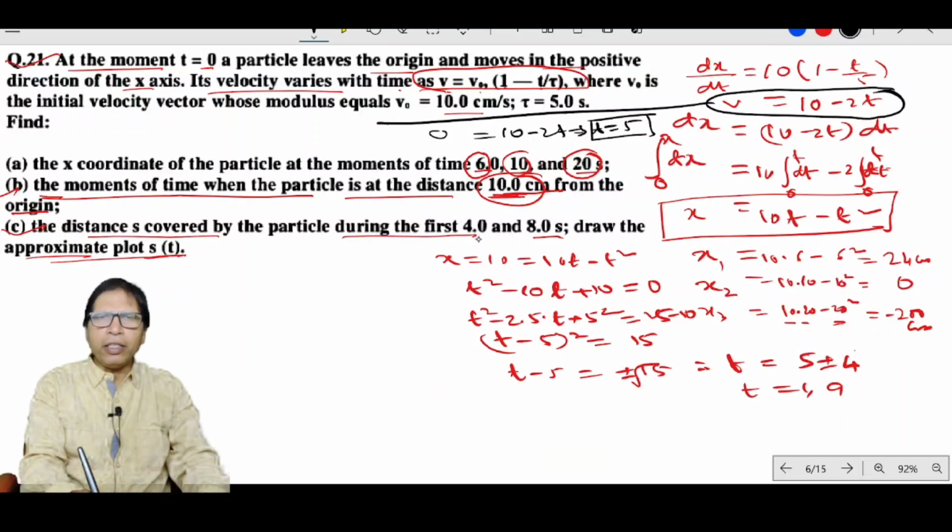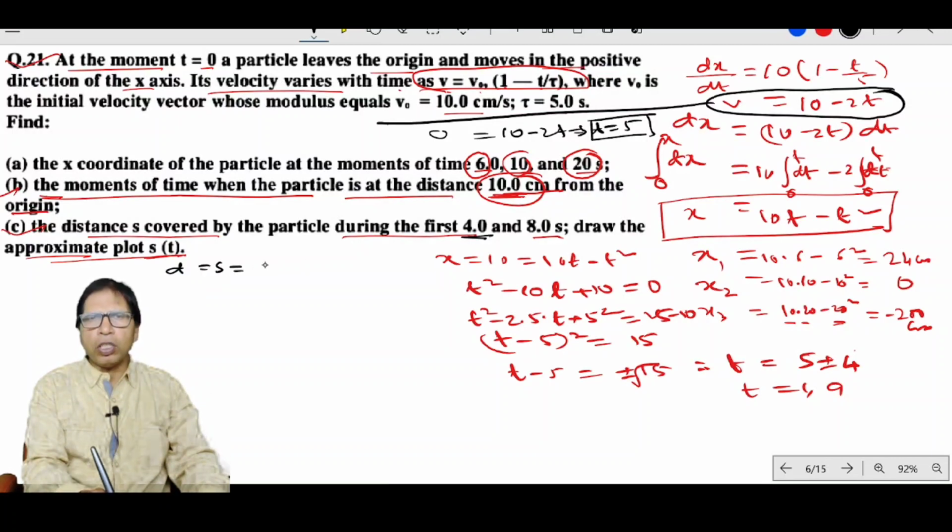Okay, so look at this. In the first 4 seconds, the particle moves in a straight line path. So distance is equal to displacement. This equals 10 into 4 minus 4 square. So 40 minus 16, so 24 centimeter is the distance at t equal to 4 seconds.